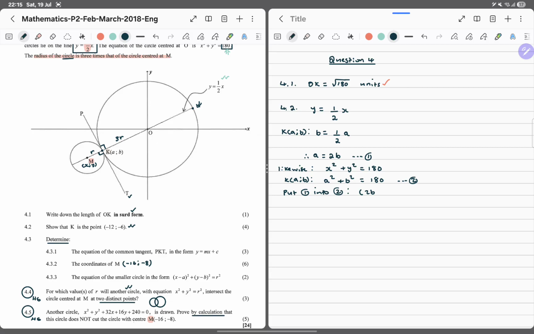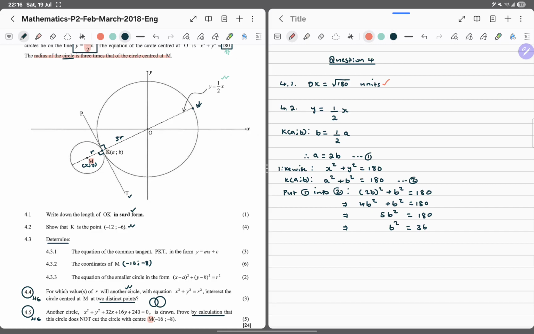a is 2b, plus b squared equals 180. So this implies 4b squared plus b squared equals 180. So this gives us 5b squared equals 180. So it means b squared is 180 divided by 5, which is 36.